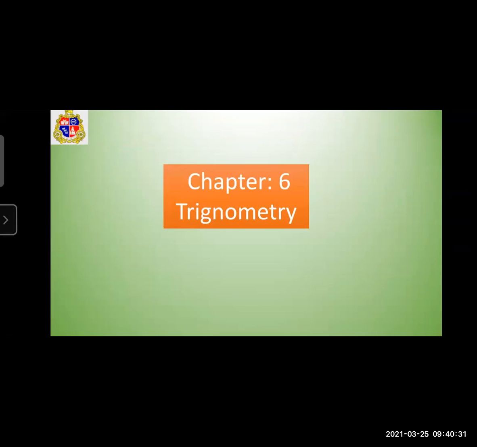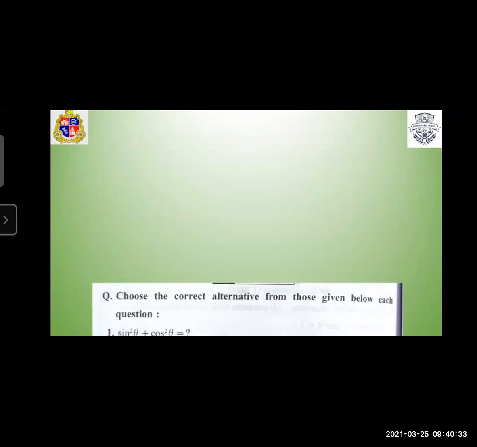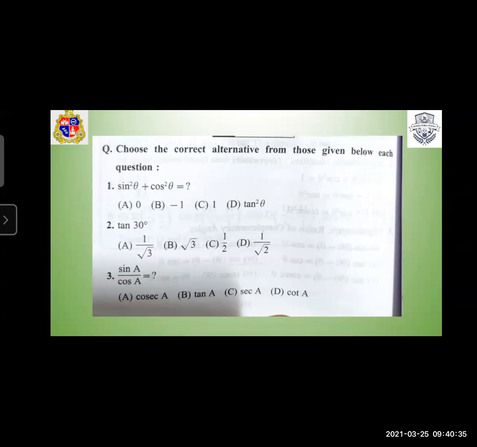And the last chapter is trigonometry, a simple chapter. Remember all trigonometric identities, sine, cos, tan, and their inverses. Sine square theta plus cos square theta is always equal to 1. First, you have to draw the table. Tan 30 is equal to how much? Sine 30 by cos 30, that is 1 by root 3. Sine A by cos A is equal to tan A.